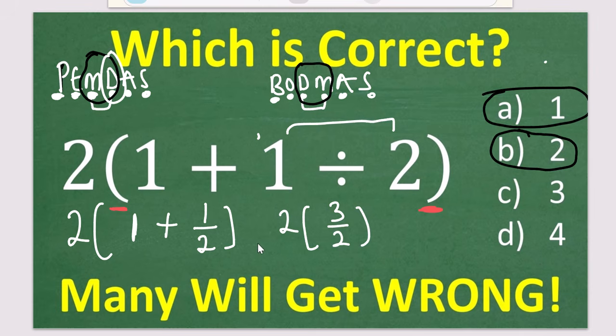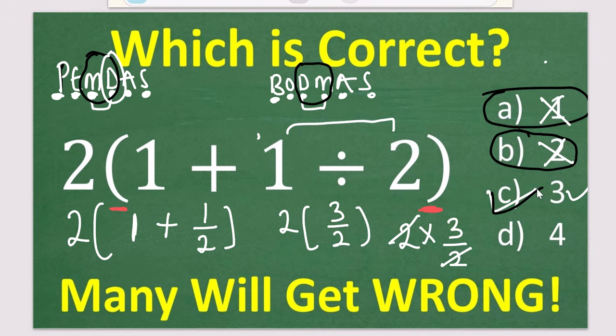So if you want to bring out these parentheses now, this is the same thing as saying you have 2 multiplied by 3 over 2. So 2 cancels out 2. Your final answer is 3. So that means this is wrong, this is wrong, while C is the right answer.